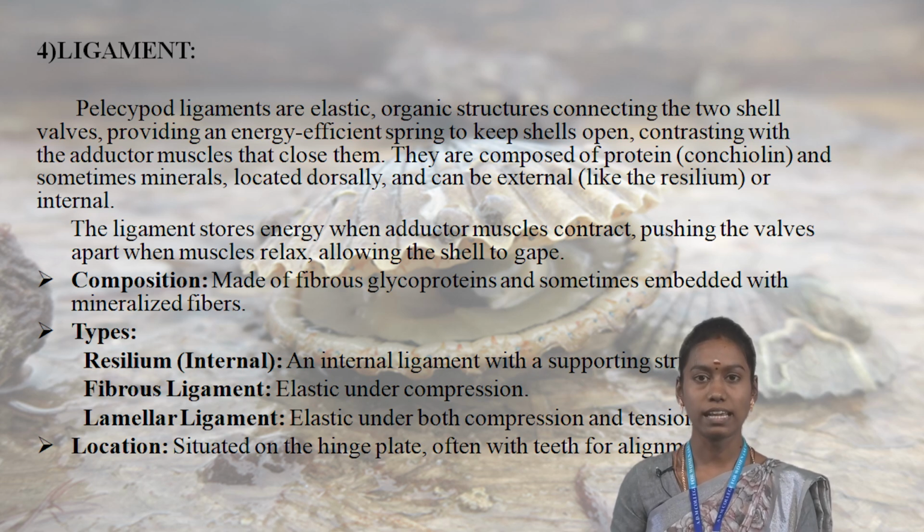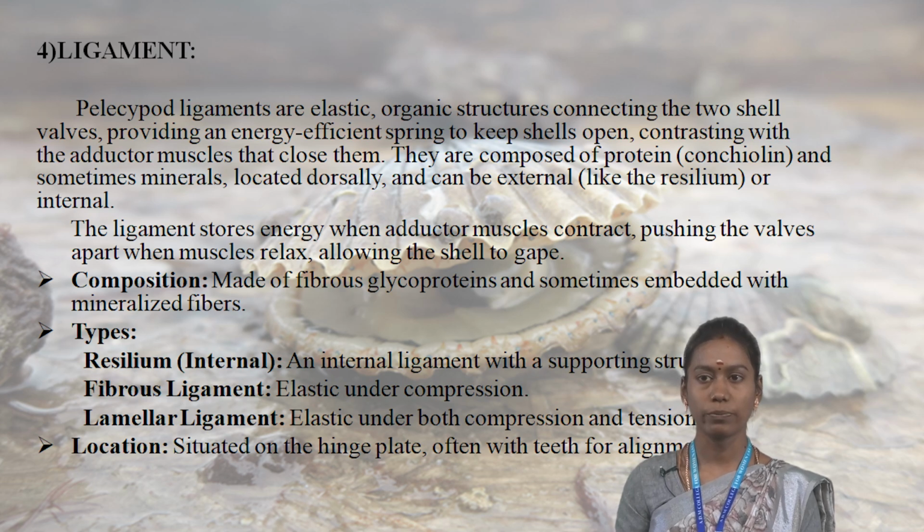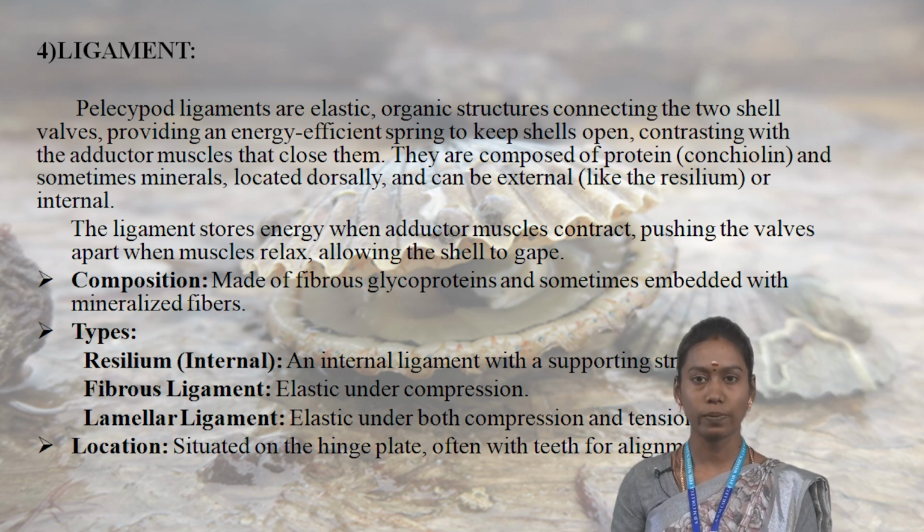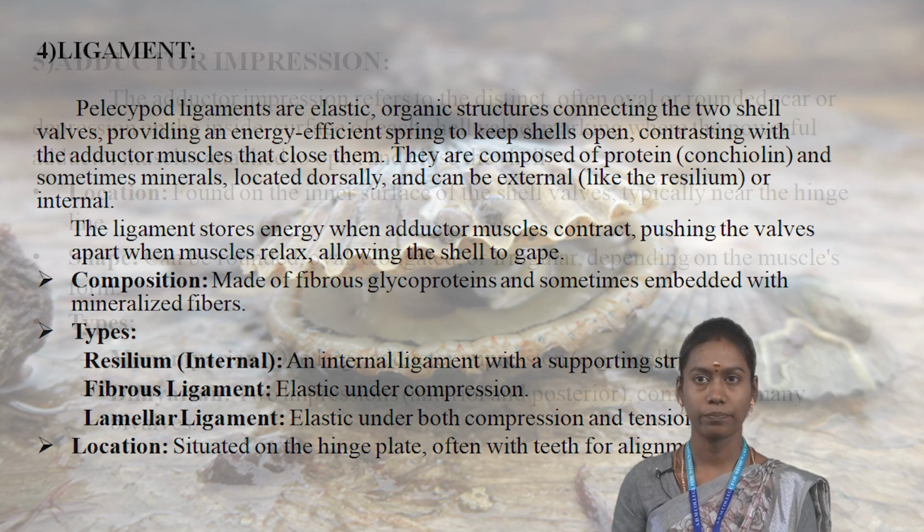Fibrous means it is elastic under compression. Then the lamellar ligament is elastic under both compression and tension. Then where is the ligament present? Its location is situated on the hinge plate only, which is often with teeth for alignment. It is present on the hinge plate. That is the location of the ligament.